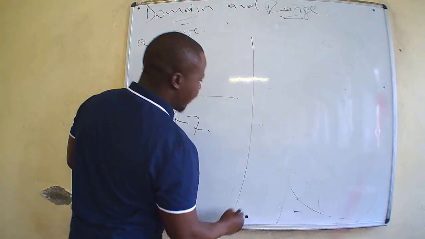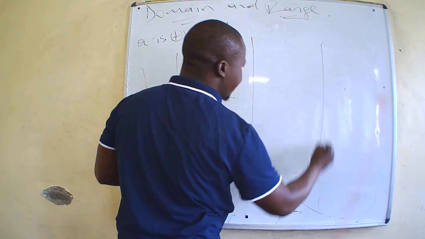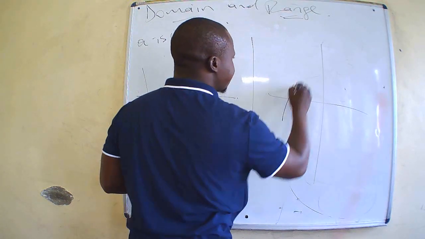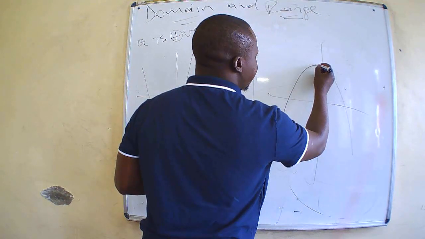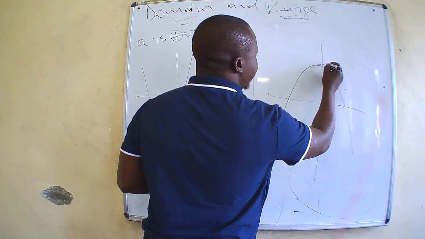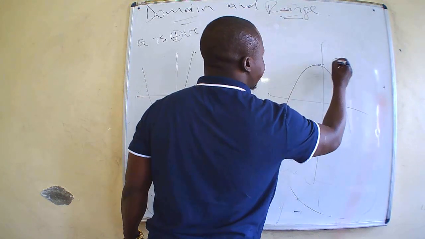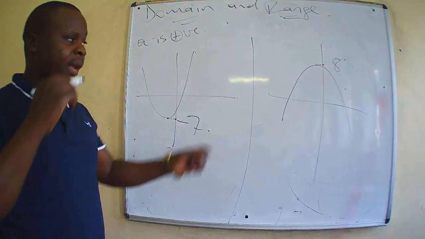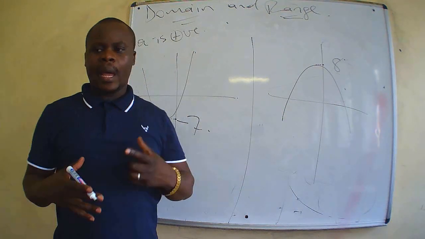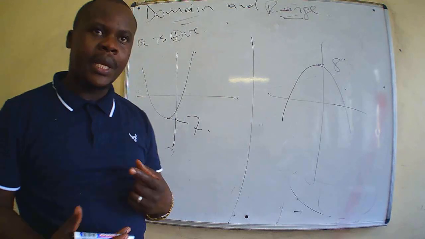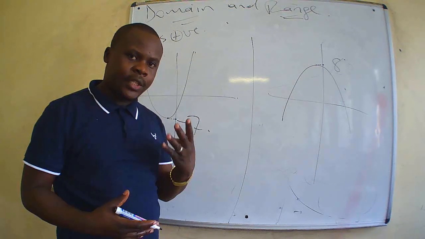If we also have another one which is a frown, in this case, the graph turns at a point where y is positive 8. So I guess maybe you're wondering, why are we concentrating on the y value of the turning point?